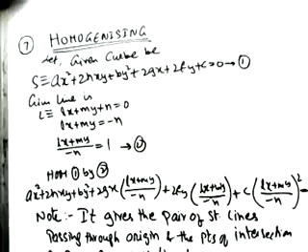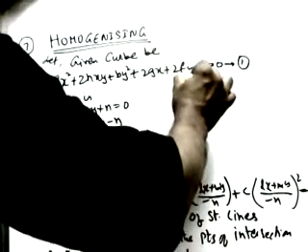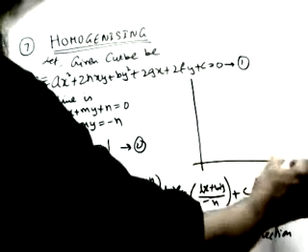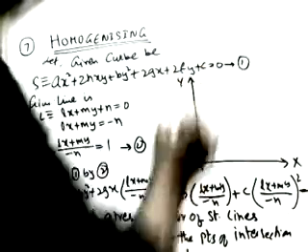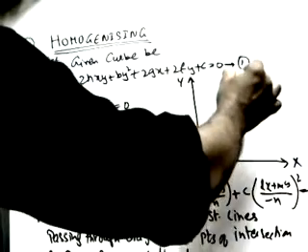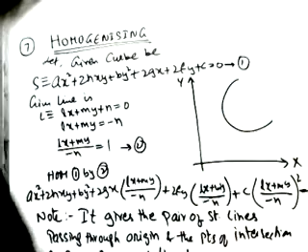Now this is a very important topic. Let us see what the concept is here: homogenization. What is homogenization? This is a very important concept. Suppose this is the x-axis, this is the y-axis, and suppose we have a curve.